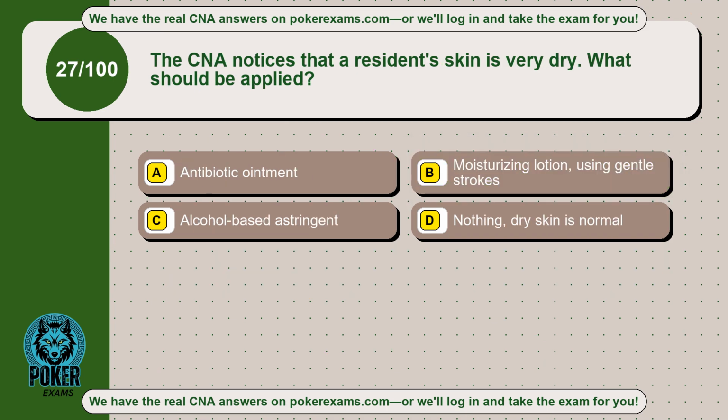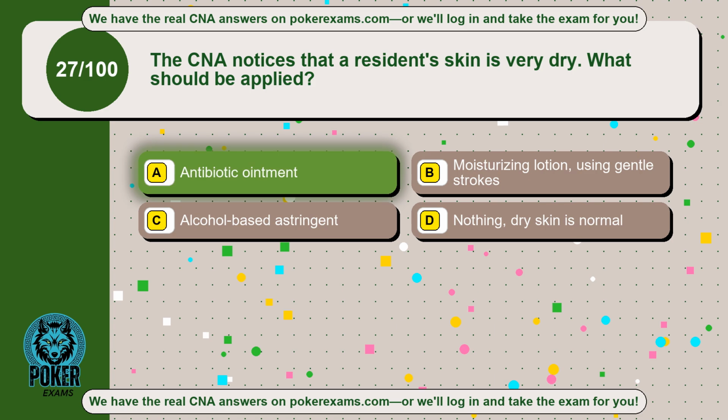Question 27. The CNA notices that a resident's skin is very dry. What should be applied? Option A, antibiotic ointment. Option B, moisturizing lotion, using gentle strokes. Option C, alcohol-based astringent. Option D, nothing, dry skin is normal.